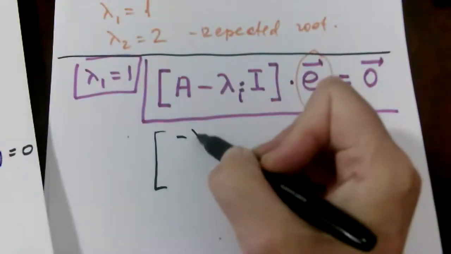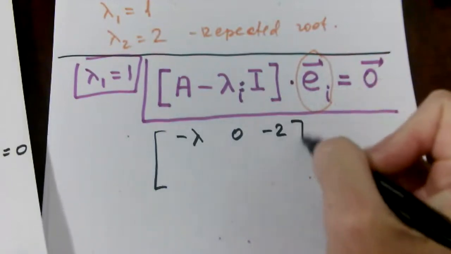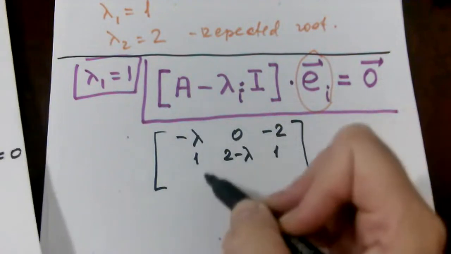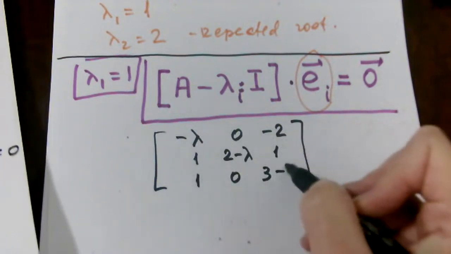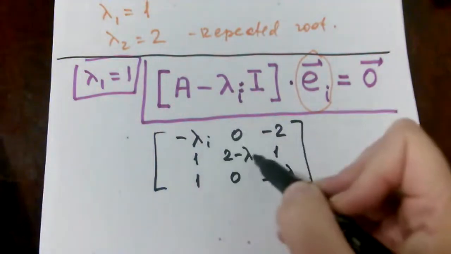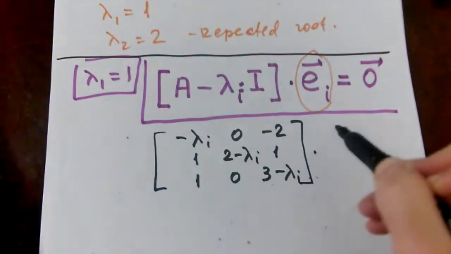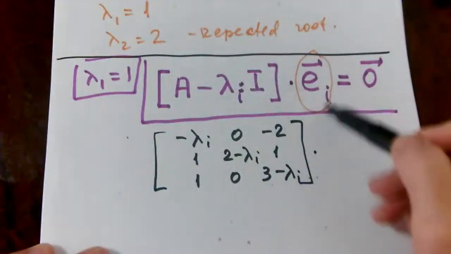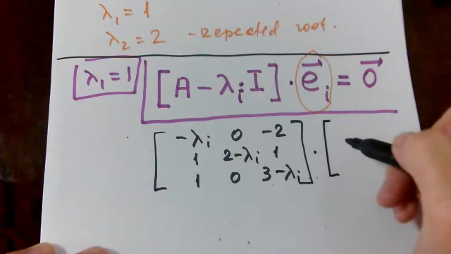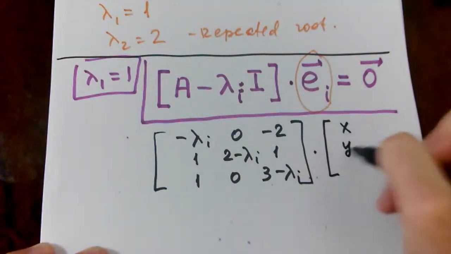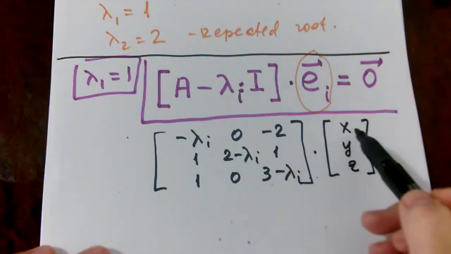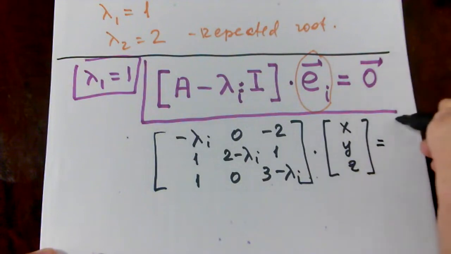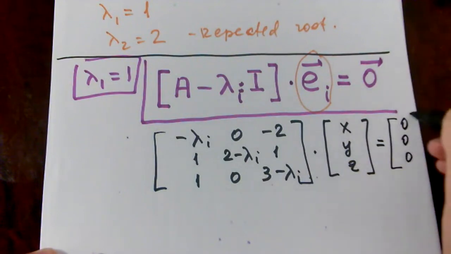Okay, so it will be minus lambda, 0, minus 2. I'm just rewriting it from the first page. 1, 2 minus lambda, 1, and finally 1, 0, 3 minus lambda. The only difference is that I need to put this lambda_i here. So this is the substitution instead of this matrix. Then as for the eigenvector, it's just a vector with unknown components x, y, z. So the dimension of this vector is 3 by 1, because the initial matrix was 3 by 3. And finally, the right-hand side will give us a vector, again, 0, 0, 0.